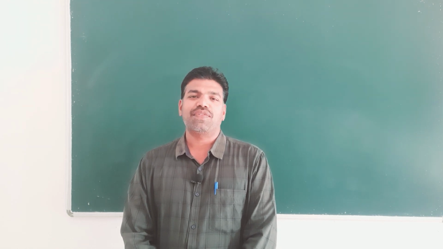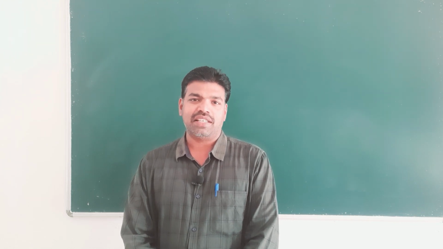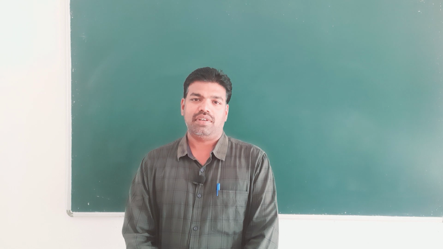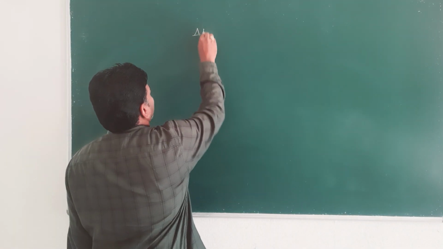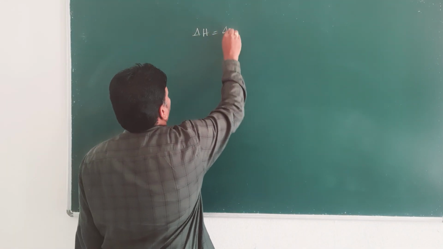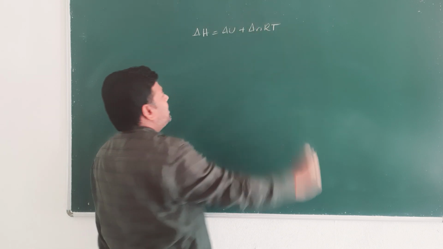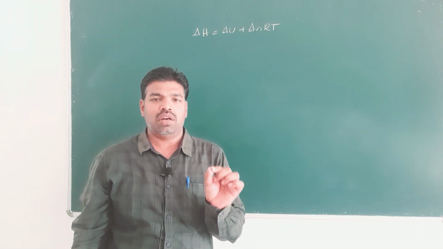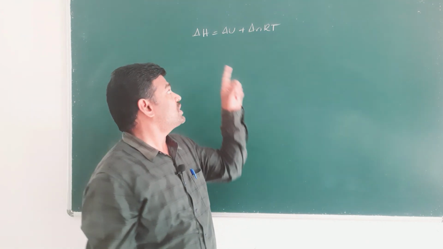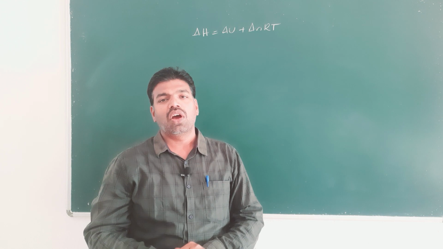From lecture 58 of thermodynamics, we came to know that delta H and delta U are identical or same in case of solids and liquids. And in case of gases, these two differ by the equation delta H is equal to delta U plus delta n RT, right.